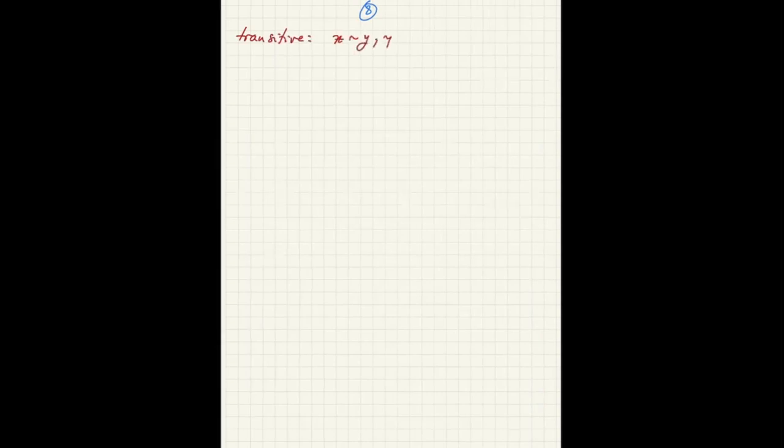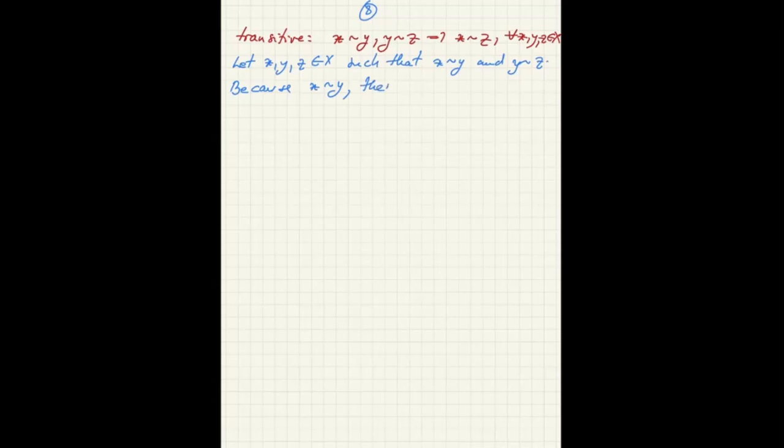X equivalent to Y and Y equivalent to Z implies that X is equivalent to Z, for any X, Y, Z in X. Okay, so let X, Y, Z be in X such that X is equivalent to Y and Y is equivalent to Z. Now, because X is equivalent to Y, there is some element g in G such that Y equals g acting on X. Good.